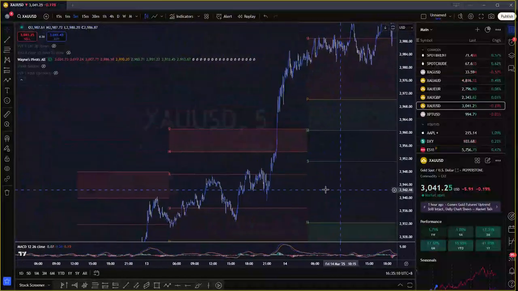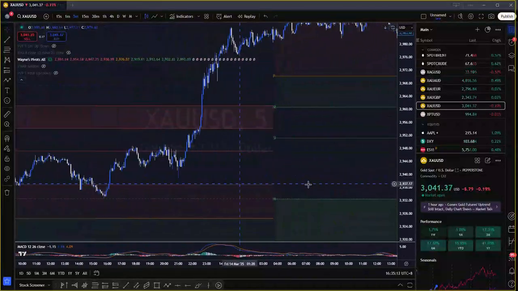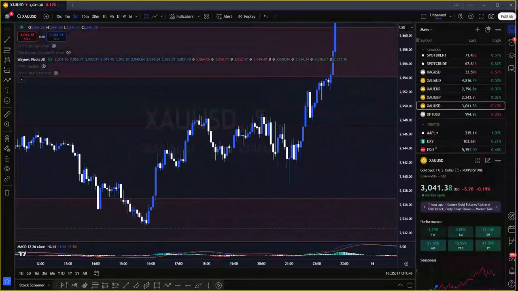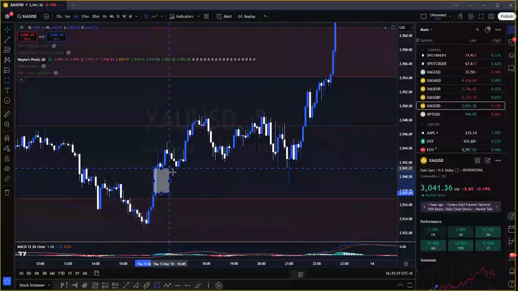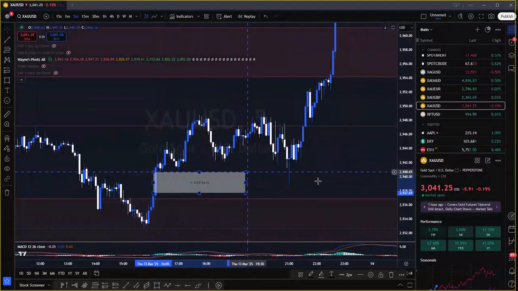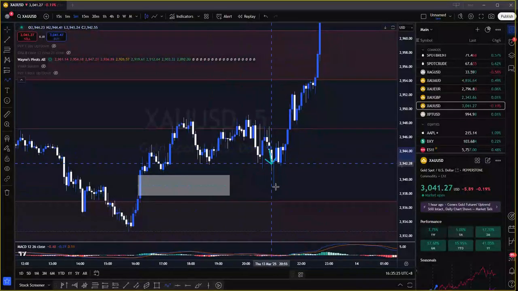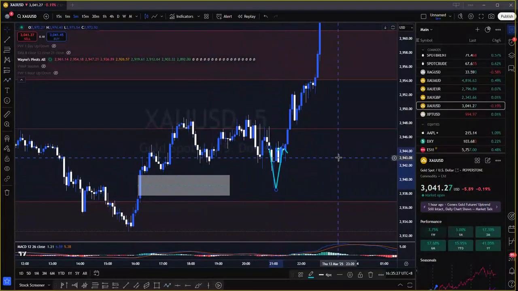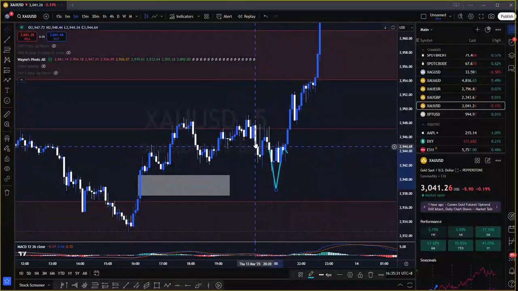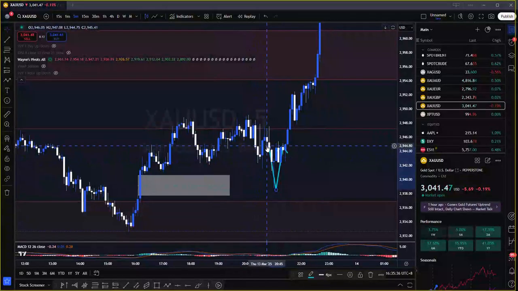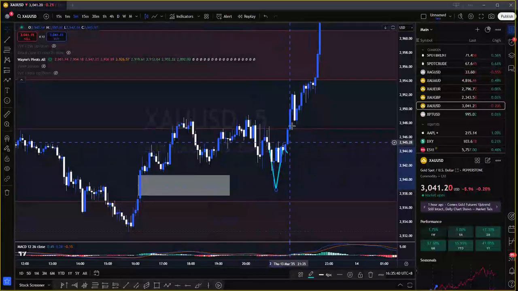Probably this. A lot of buyers, and then it dips and immediately reprices. So a lot of buyers were building up positions here, building up positions here. Sellers triggered that off, and then the buyers doubled down and pushed the price up.